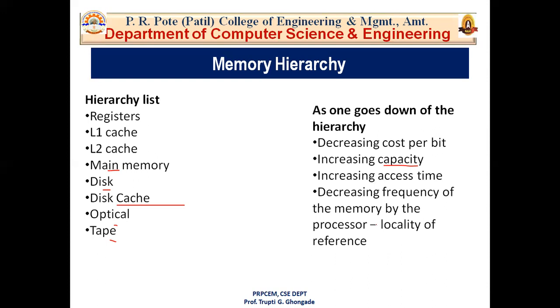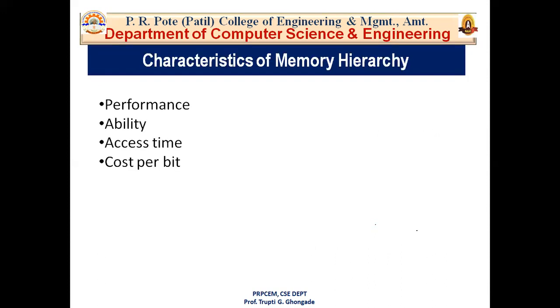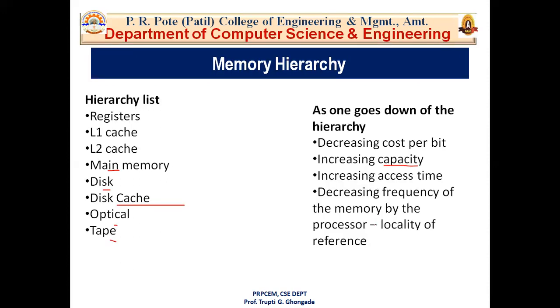After that, the characteristics of memory hierarchy. But before that, let's discuss all these components, that is register, cache memory, main memory, disks, optical disks, and magnetic tape. So first, let's start with the register.